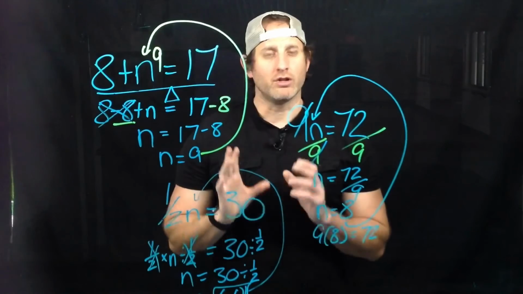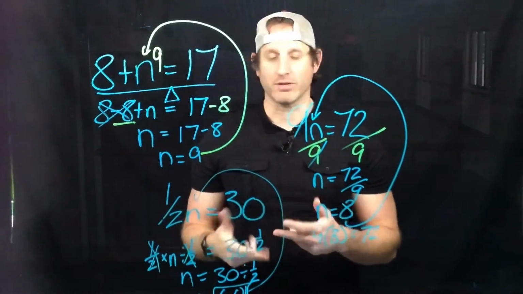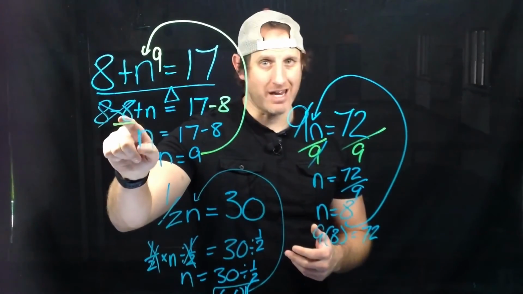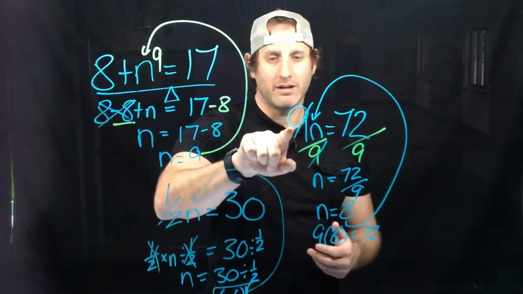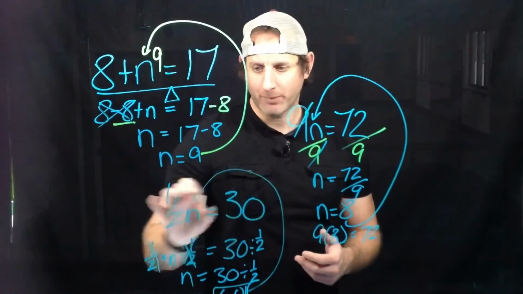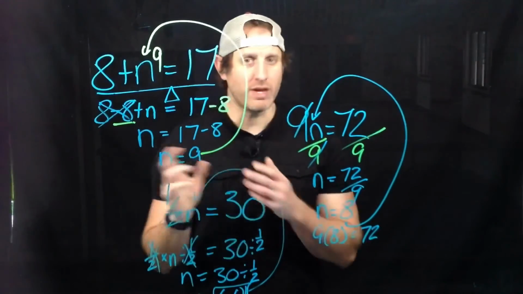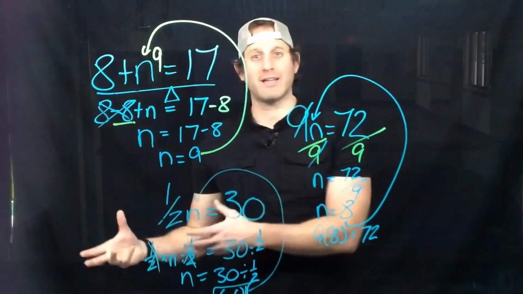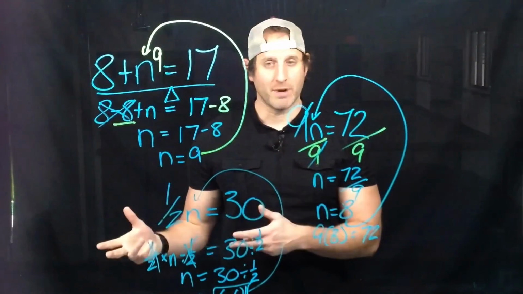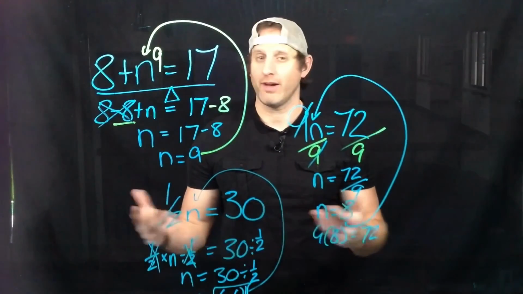Step 2, do the opposite of what that operation is using the same numbers. So in this case, 8 plus n, we go 8 minus 8 to get rid of the 8. 9 times n divided by 9 to get rid of the 9. And we have half times n divided by half to get rid of the half. That's step 2. Do the opposite operation, and that will isolate the variable. Step number 3 then, solve the math. Step number 4, check the answer. Make sure it works. And that's it.